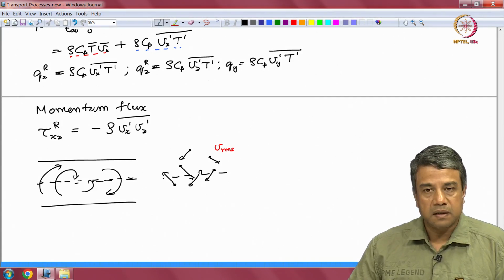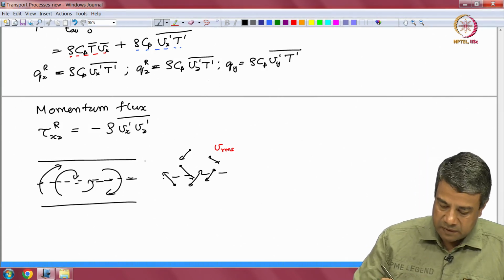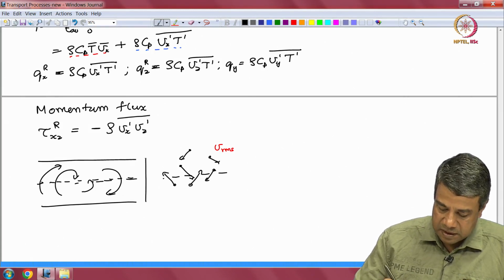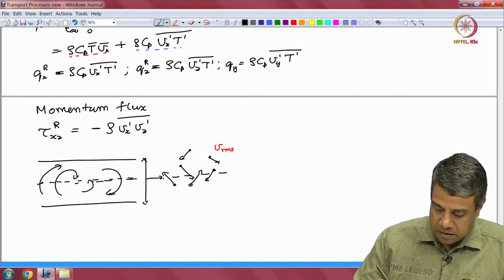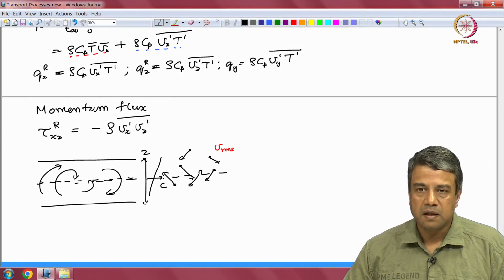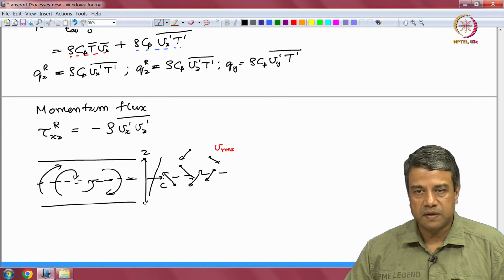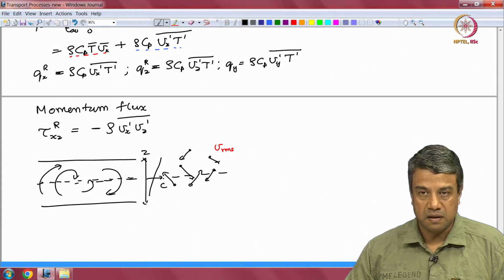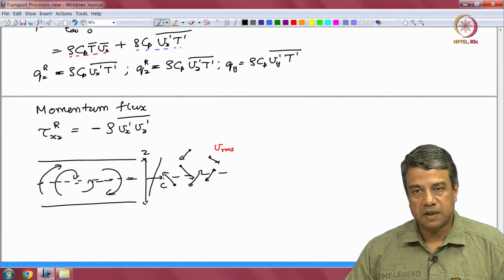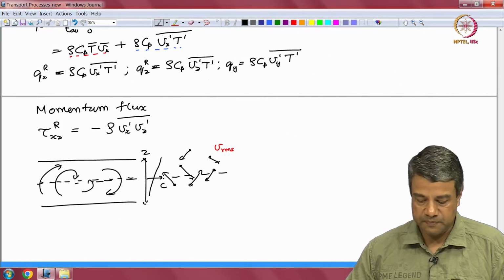Now, if you look at a surface within the fluid, let us say that you have a concentration variation with Z. The concentration as a function of Z is a varying function. A parcel of fluid coming from above to below will on average have a higher concentration, and therefore, it will carry a greater amount of mass down as it comes below the surface.